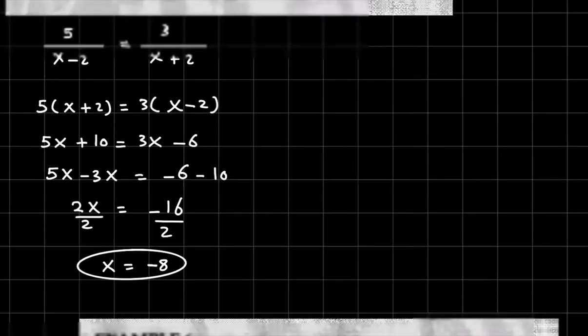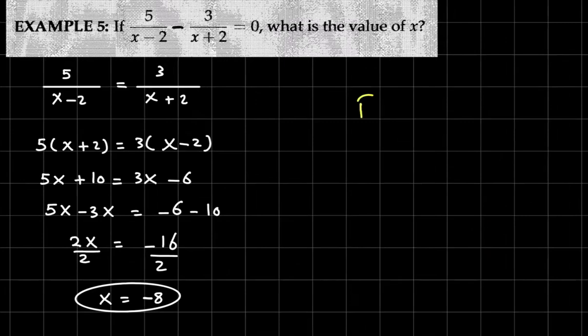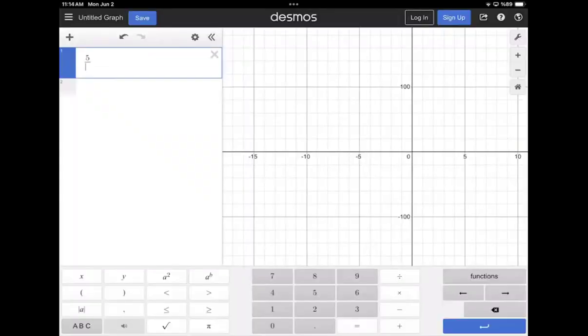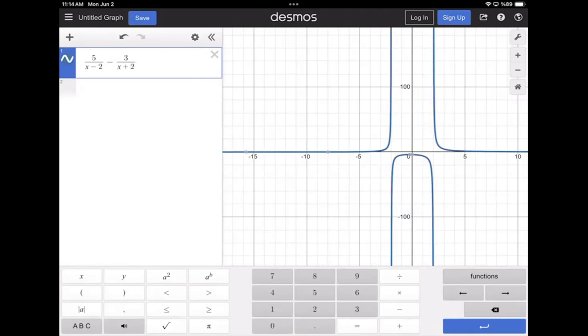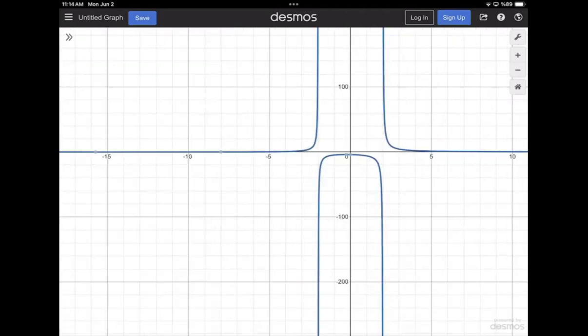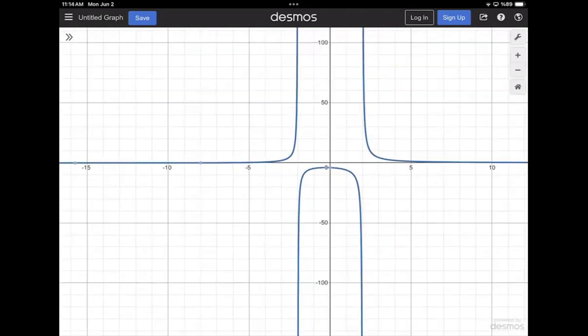And as I said, this question also can be done using Desmos. So let's go for Desmos and find the x-intercept. So I will take this expression and write it on Desmos: 5 over x minus 2 minus 3 over x plus 2. So guys, we got this graph and we need to get the x-intercept. So here you will find one x-intercept equals how much? Equals negative 8.